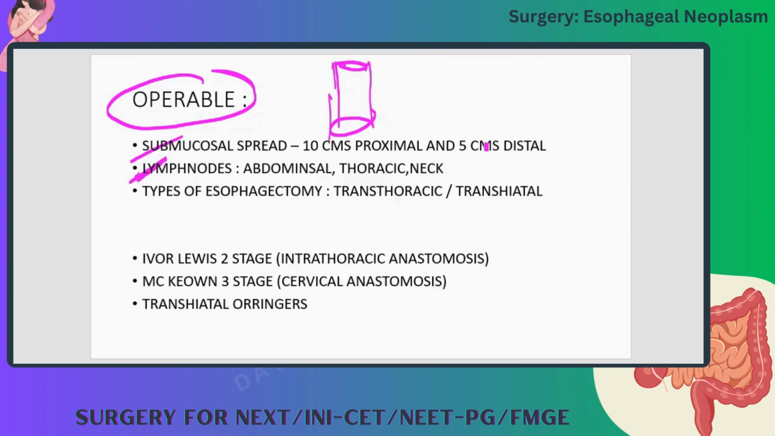Lymph nodes for esophagus are strangely in 3 locations: the neck lymph nodes, thorax lymph nodes, and abdominal lymph nodes. For other malignancies it is okay. See, for breast we removed only the axilla. For testis we removed only the inguinal. But here the esophagus has 3 stations of lymph nodes: one in the neck, one in the thorax, and one in the abdomen. So we have to remove all these lymph nodes.